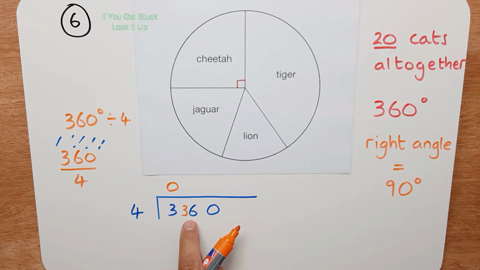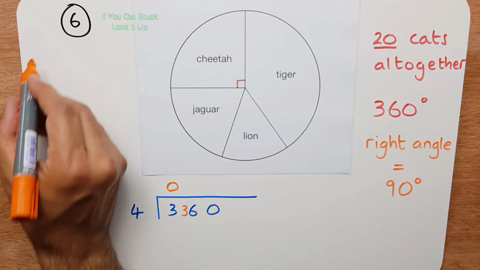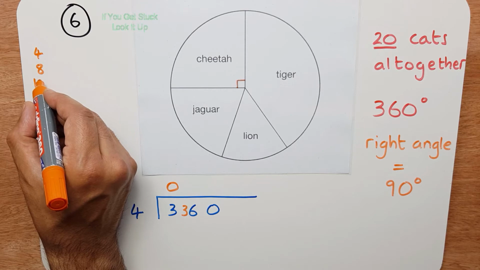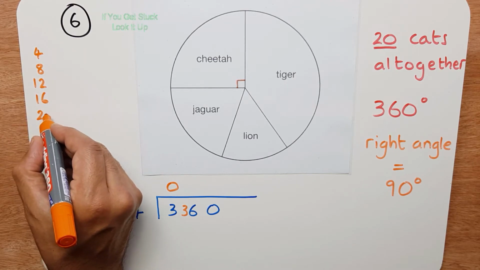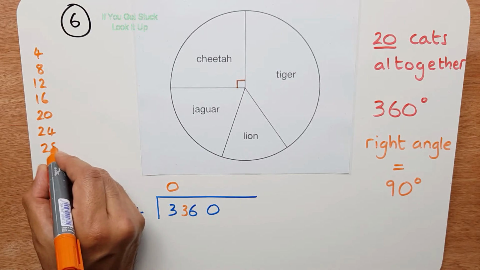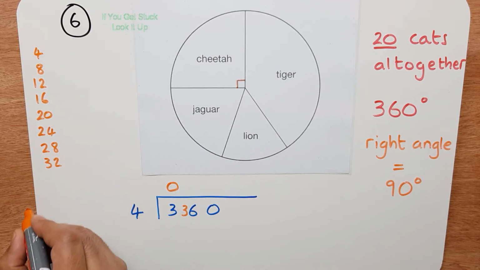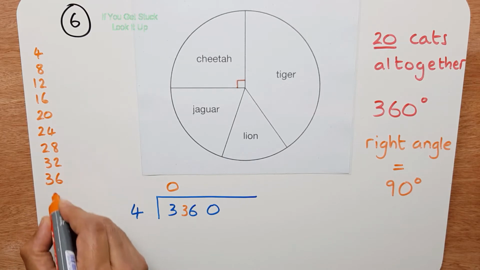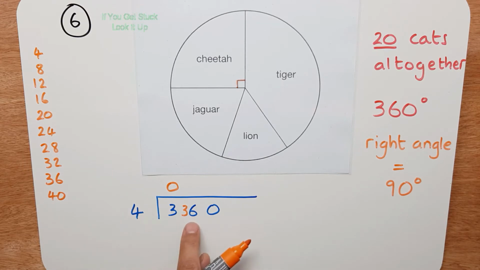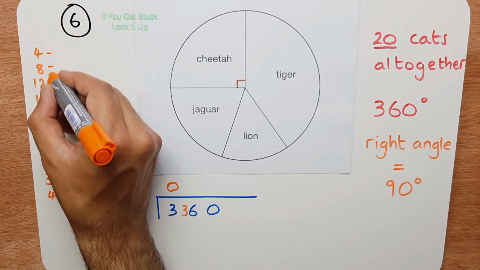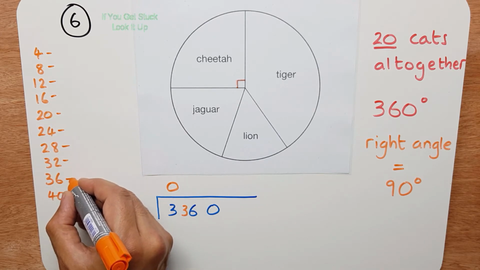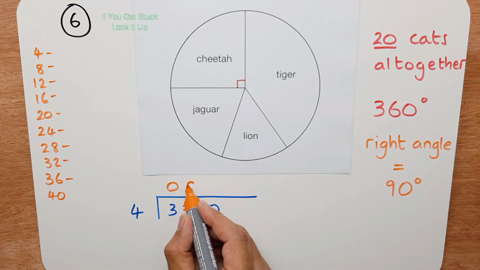How many 4s are there in 36? So if you know your times tables, that's easy. 4, 8, 12, 16, 20, 24, 28, 32, 36, 40. So I'll just stop there. So how many 4s are there in 36? Let me have a look. 1, 2, 3, 4, 5, 6, 7, 8, 9. So the 9 goes there.